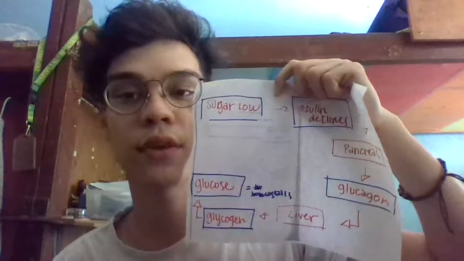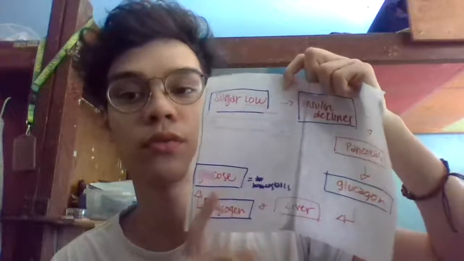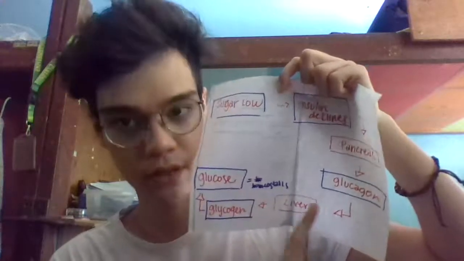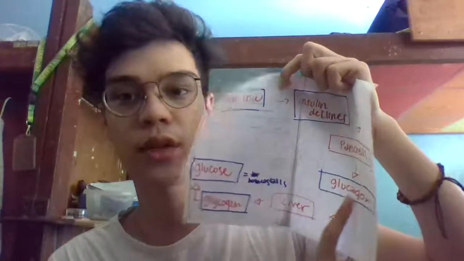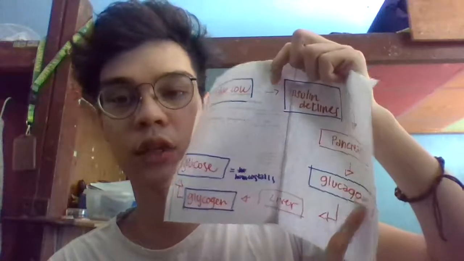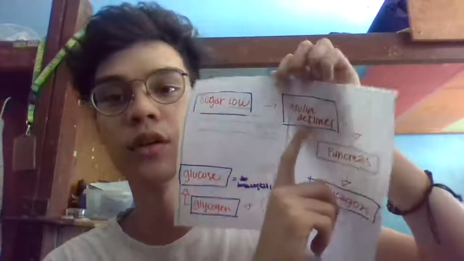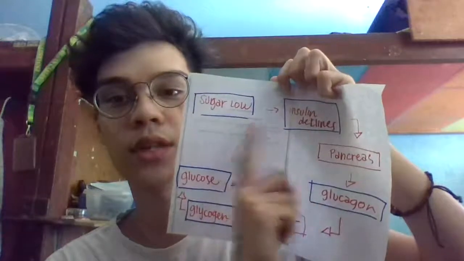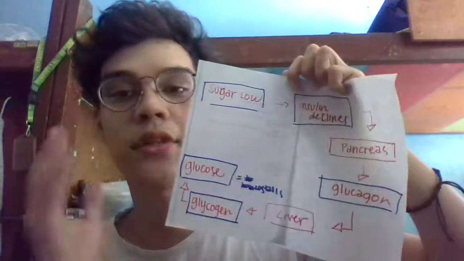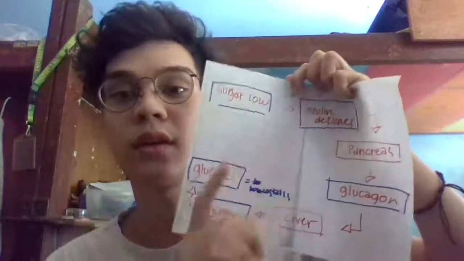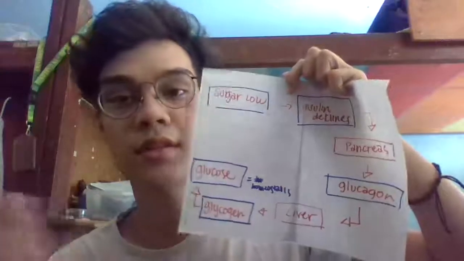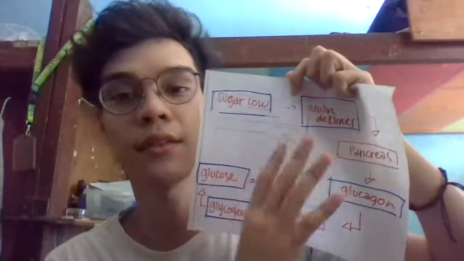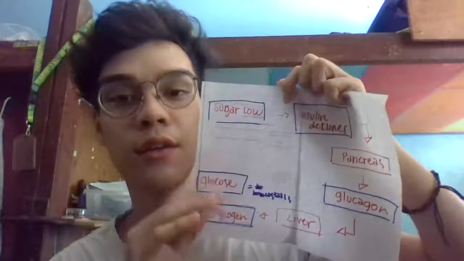True also, if ever there is too much sugar, the pancreas will not secrete glucagon anymore, but it would secrete insulin. And what insulin does, it keeps the sugar low. So insulin is increased in secretion and keeps the sugar low. So that's basically it for the digestive system, and thank you.